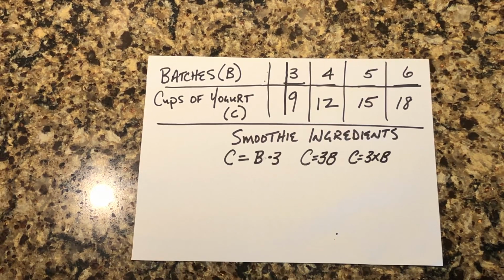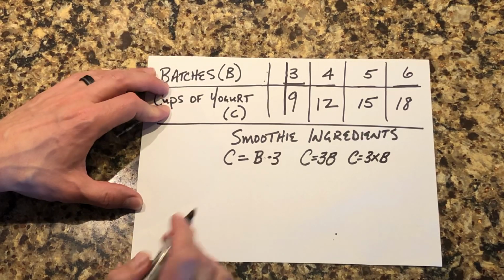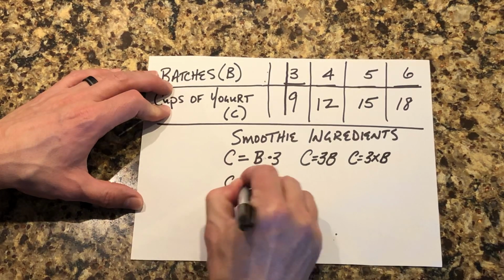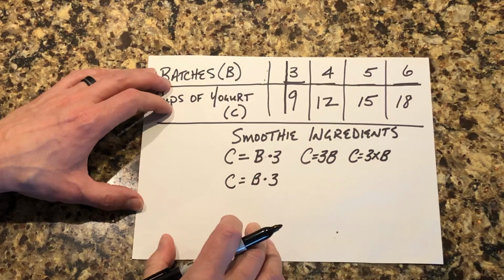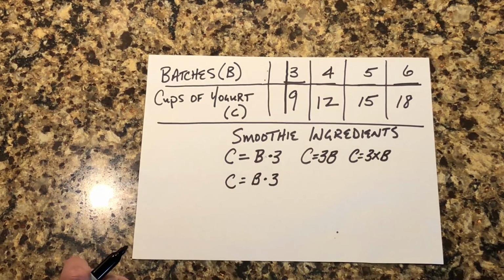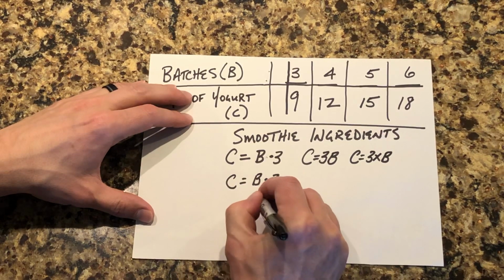So let's say on this particular problem, we have 15 batches that we need to make. So I know 15 is represented by the letter B, so I'll rewrite my equation here to make sure it's clear for you. It wants to know how many cups of yogurt 15 batches will require. So I'm going to take 15, and B stands for batches.